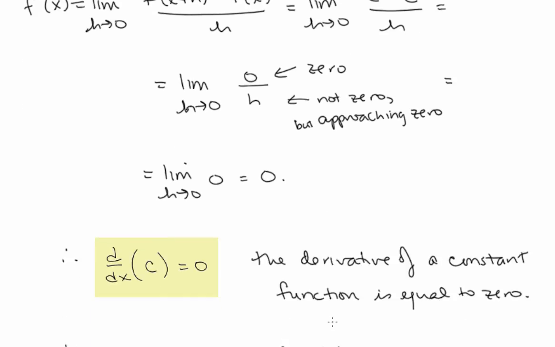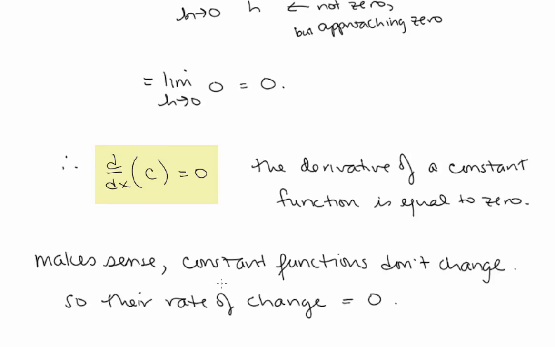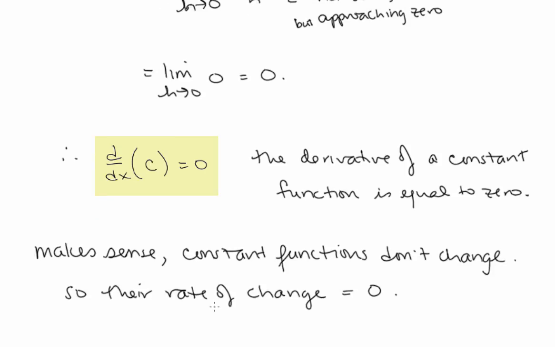So we have that the derivative of a constant is equal to 0. And that makes sense because remember the derivative is the rate of change, and constant functions don't change, so their rate of change is equal to 0. You could also think of it as a constant function being a horizontal line, y equals c, and its slope is equal to 0, so its derivative should be 0. So this is our first basic derivative rule.